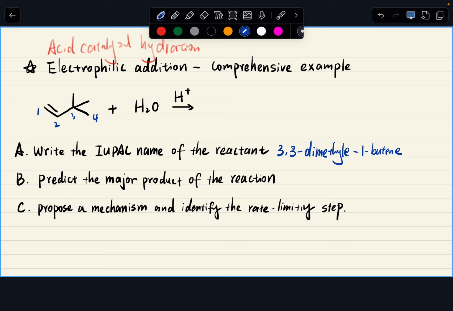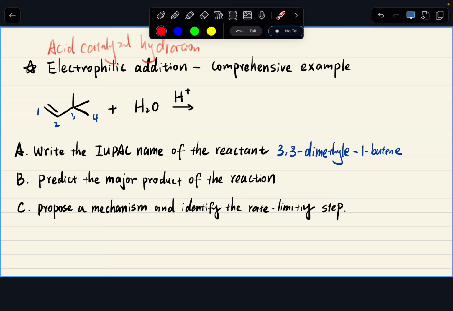All right? Or alternatively, we could say 3,3-dimethyl-1-butene reacts with water under acidic condition. Tell me what's the predicted product. So we can ask this question in different ways. Now, the next question: predict the major product of the reaction.